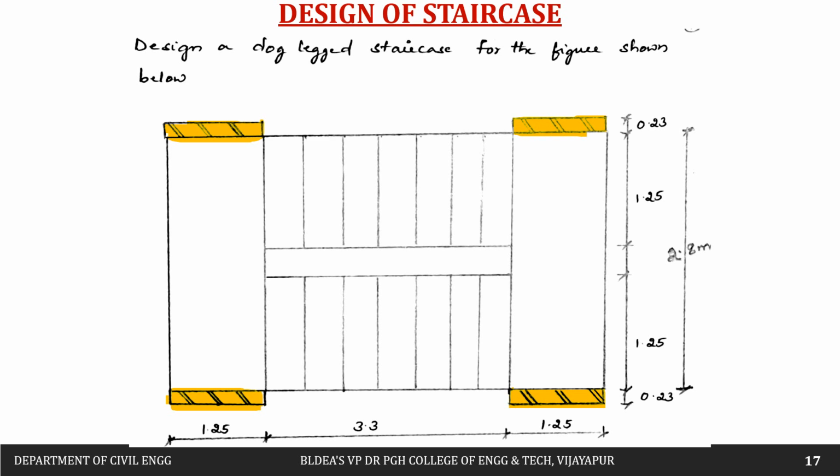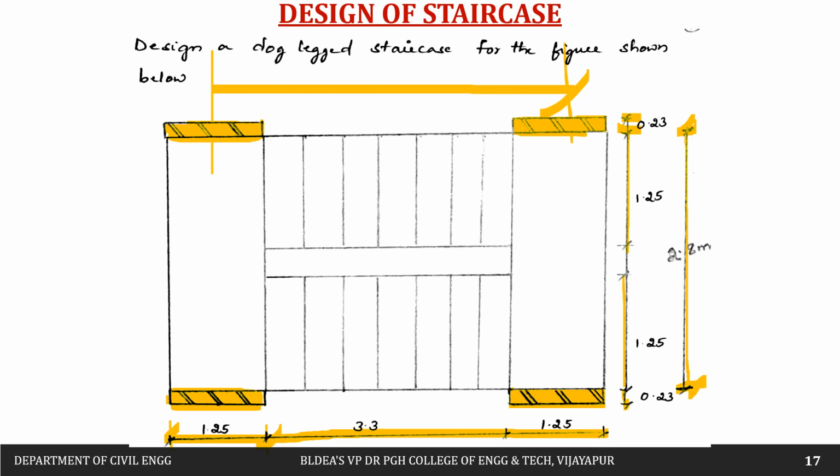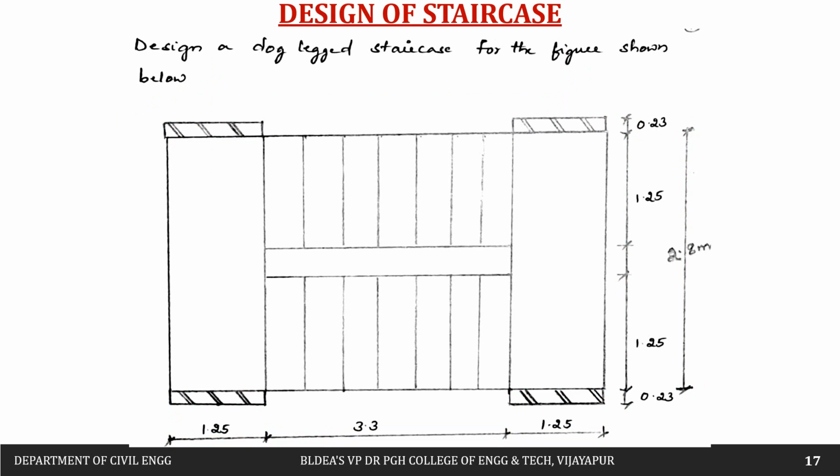So now let us try to see what this figure shows. We are going to have a landing width of 1.25 meters and going of 3.3 meters, again 1.25 meters we have. Similarly here, 230 mm thick wall, we have 1.25 meter, next 1.25 meter, 3 meter, total width is 2.8 meters. So this much data we have now. Only the variation will be how to calculate the effective span. So effective span will be center from this till this.